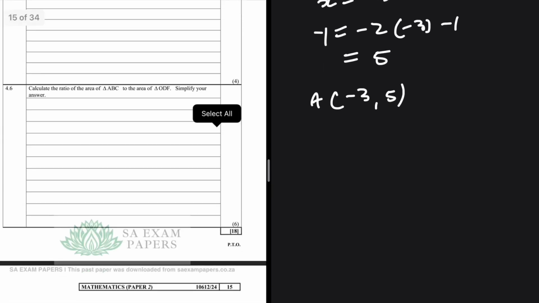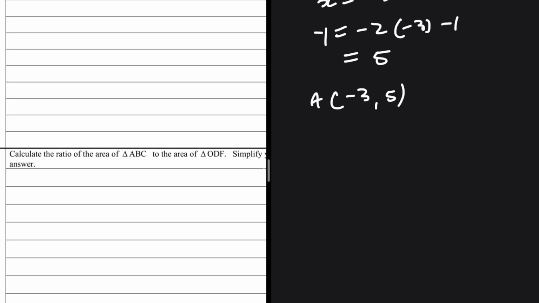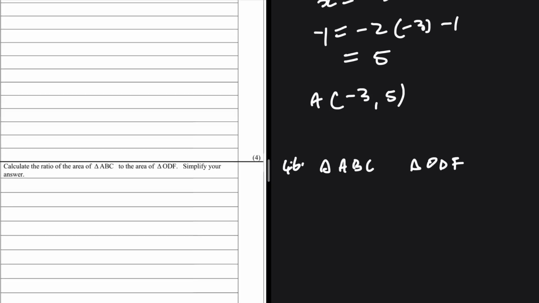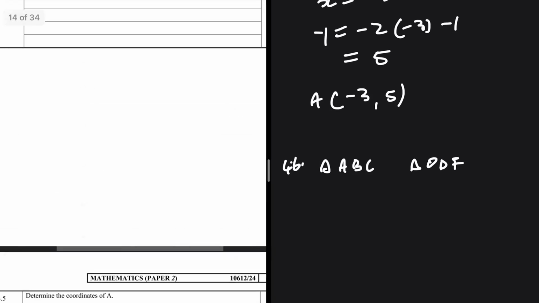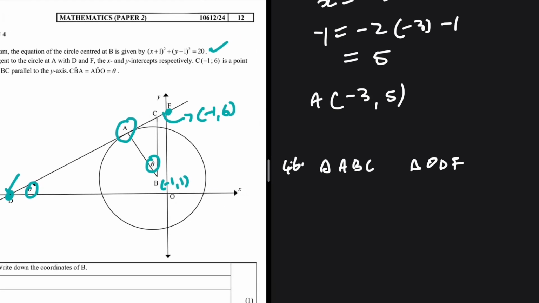Let's do 4.6. Calculate the ratio of the area of triangle ABC and the area of triangle ODF. Okay, we are looking for the ratio. Let's see what we can do here. Simplify your answer. Let me highlight ADF first.